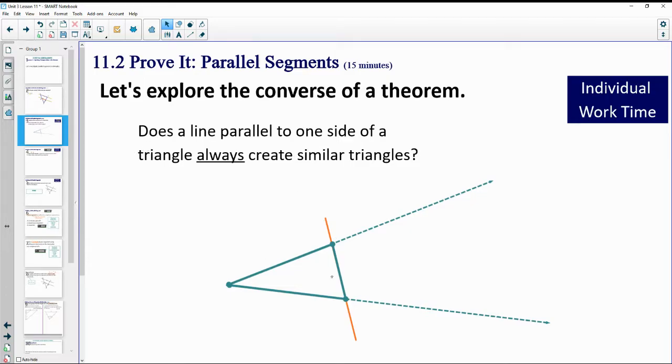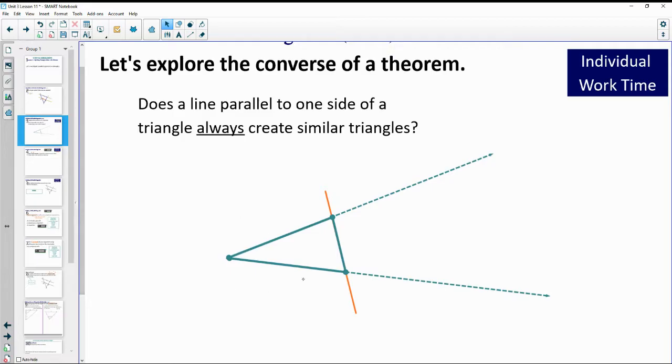So when we're looking at this diagram, we have this question that's being posed: does a line parallel to one side of a triangle always create similar triangles? So if we start with a triangle, and then we have this line and it's going to be parallel to that side of the triangle, will it always create similar triangles? Wherever this parallel line ends up, will we have similar triangles? This is kind of what that looks like, and we could use this on any of the sides.